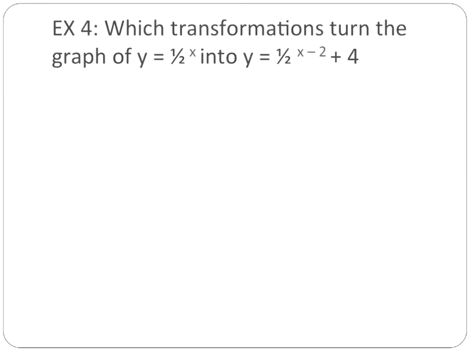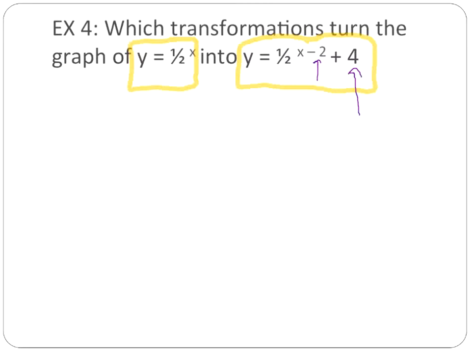So here is my original function. Sometimes they call that your parent function. You guys have heard that name before. The parent function is like the very most basic version of the function. And then I'm going to change it into this. I want to know, how is my transformation going to look different than the parent function? Meaning, what does this minus 2 do to your graph? What does this plus 4 do to your graph?